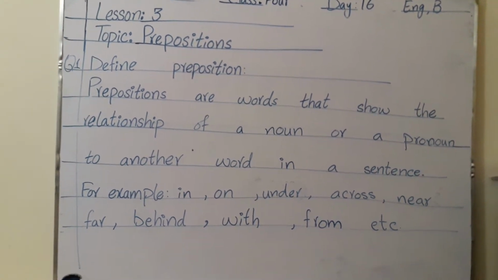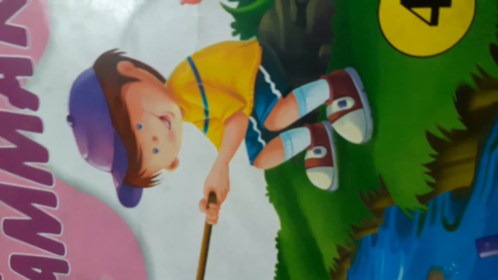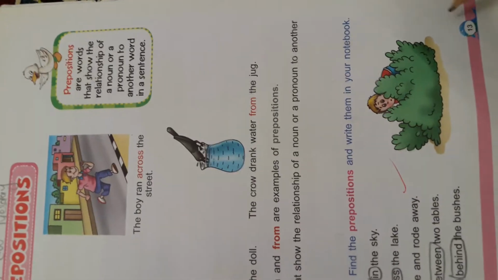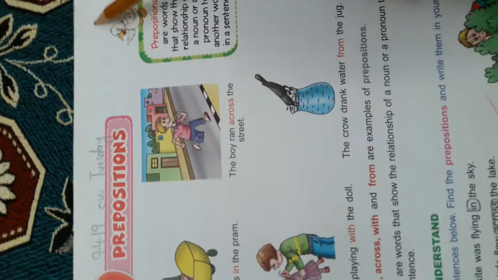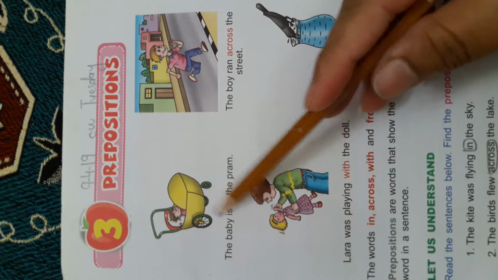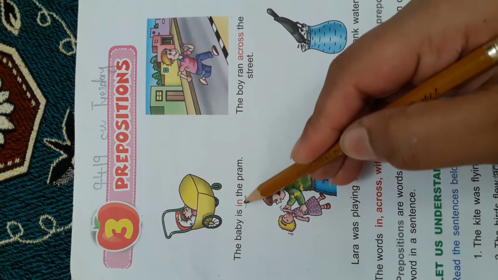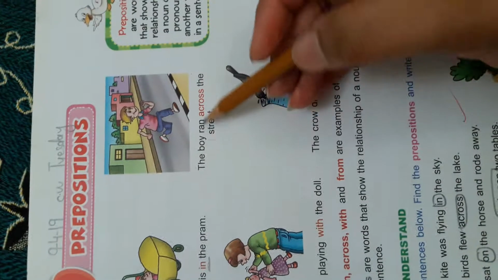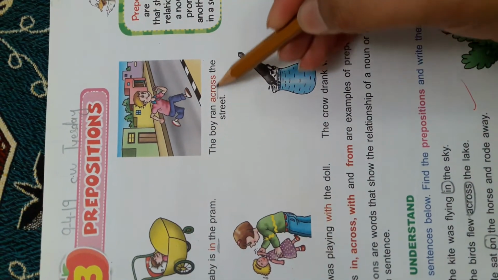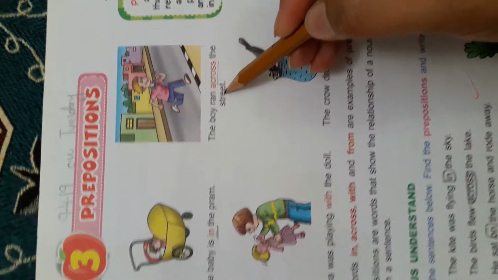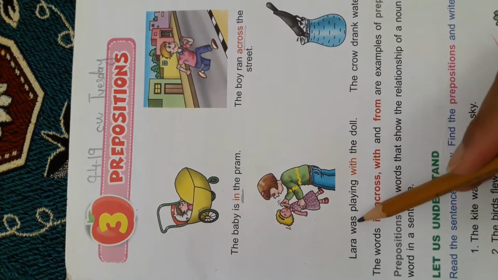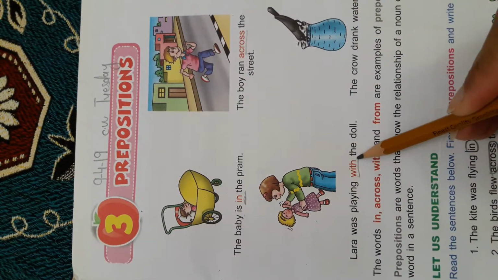After that, open your grammar book, page number 13. Write date, CW and day on book. Look at the first picture. The baby is in the pram. In is preposition. The boy ran across the road. Across the street. Laura was playing with the doll.